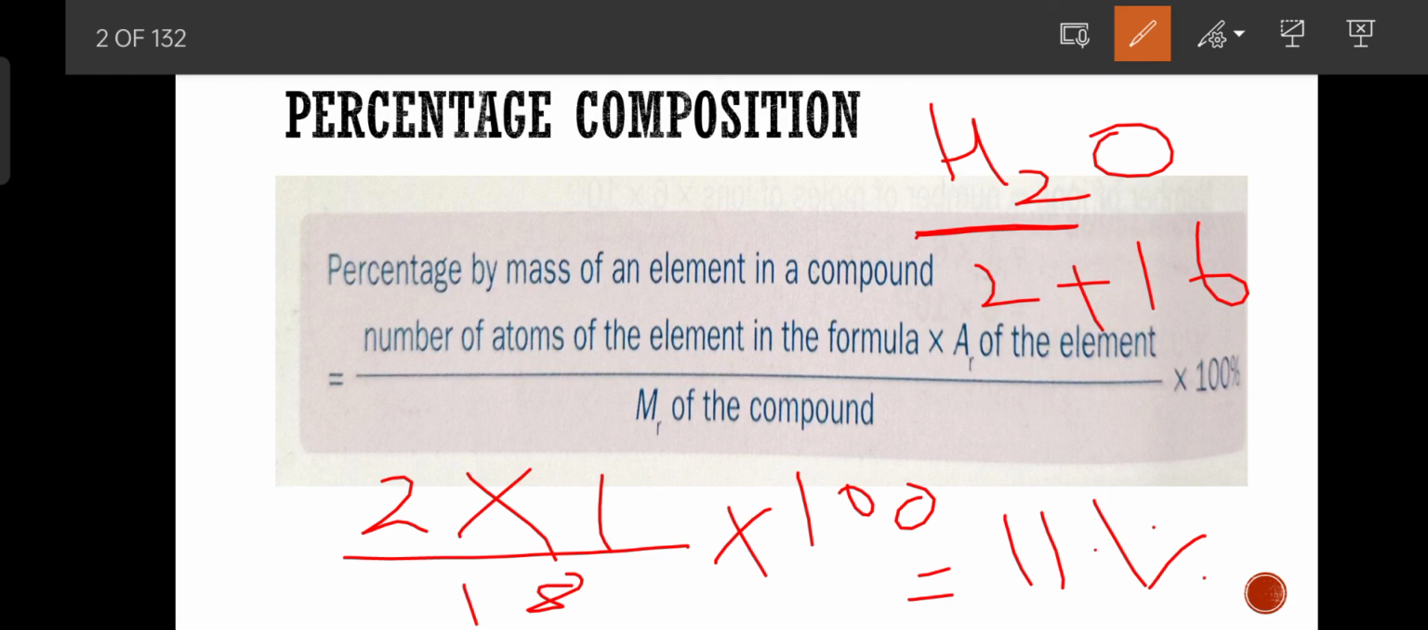This is how you can find the percentage composition of any compound. By using this formula, you can find the percentage of different elements in different compounds. What you need to know is the number of atoms, the relative atomic mass of the element, the relative molecular mass of the compound, and simply multiply it by 100. Okay? That's all for today's lecture.